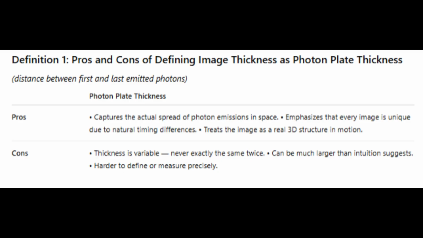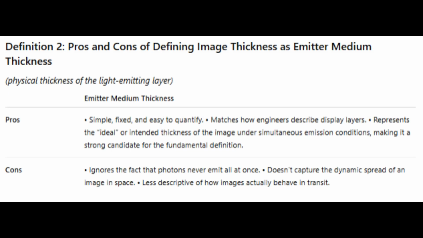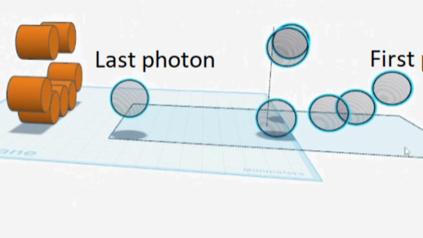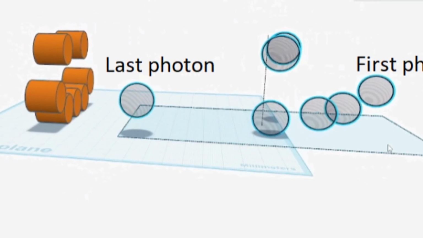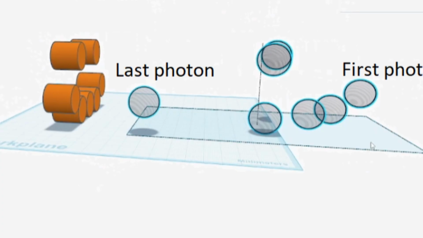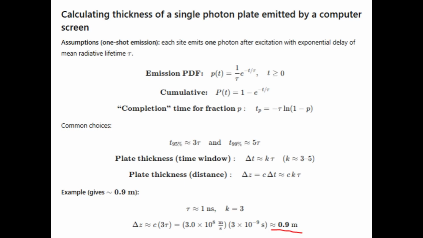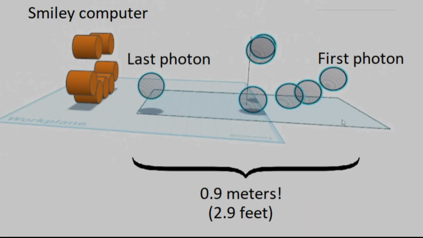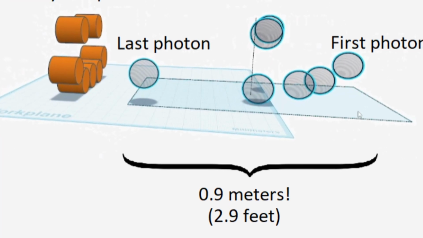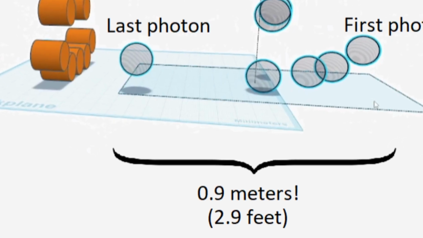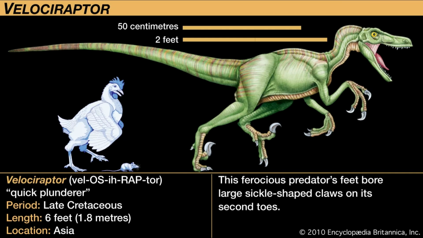If you take the first view, as I do, then every image emitted from an emitter is slightly different. If you take the second view, then the image is fundamentally fixed dimensionally in its thickness to the dimensions of the emitter. In the first case, where image depth is determined by the distance between the first and the last photon in the image emitted, then the typical image you see on a computer screen has a somewhat surprising depth of about 0.9 meters, which is roughly the height of a very large adult velociraptor, which is cool.